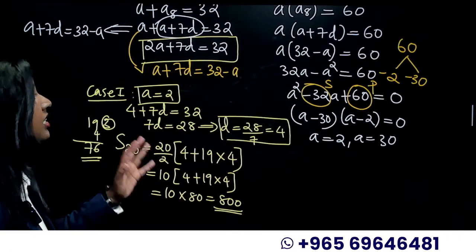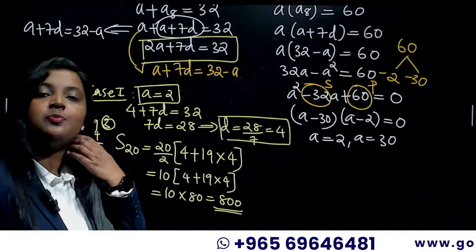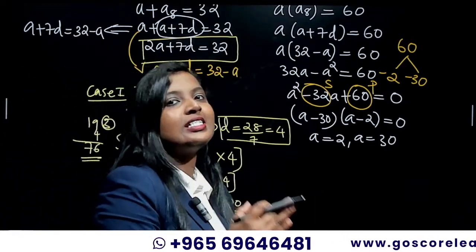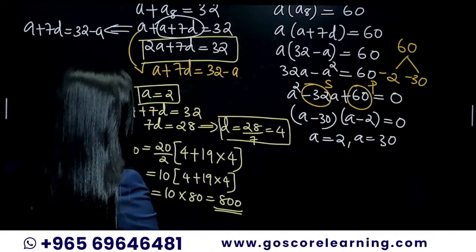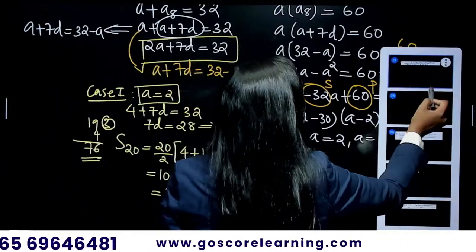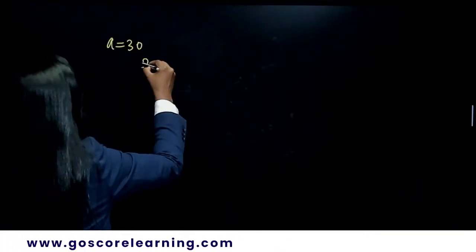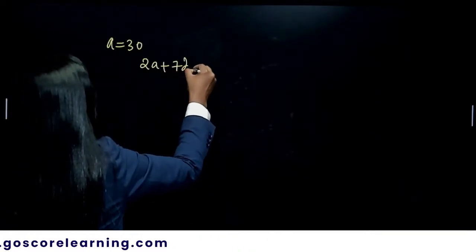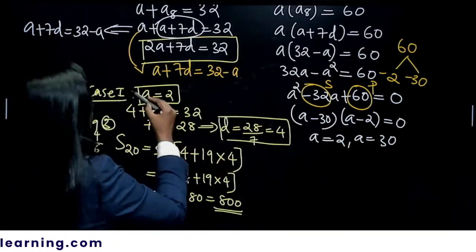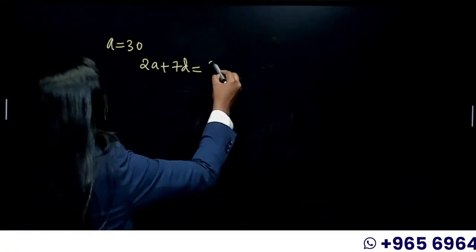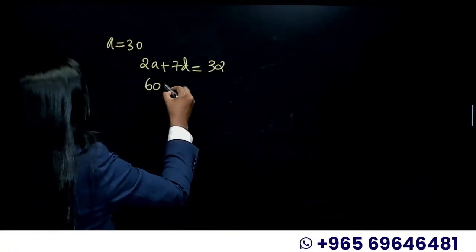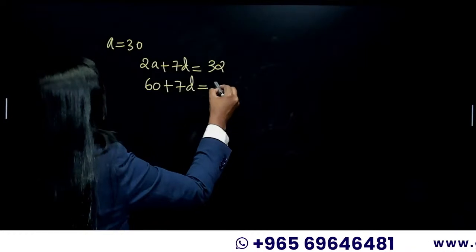This is not over. This is a 5-mark question, so don't expect to get 5 marks so easily. You have case 2 where your A is going to be 30. So let us take the second case where A is 30. We are going to substitute in the equation 2A plus 7D is equal to 32. So 60 plus 7 into D is equal to 32.